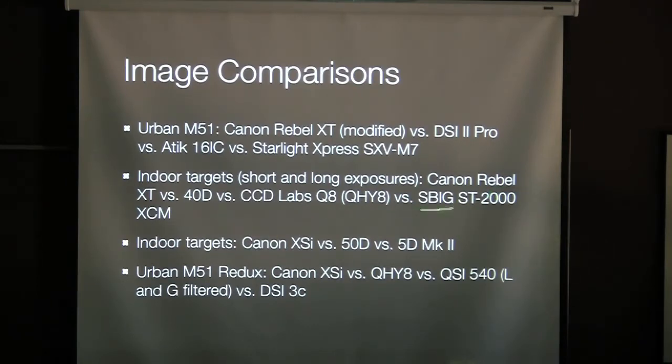Again, these are all one-shot color setups comparing that same Canon Rebel, but also a 40D now. Here now are some indoor targets comparing across 3 different Canons, and a redoing of some urban M51, some new data here from, again, a Canon XSi, a QHY8, a QSI 540, and a DSI 3C.